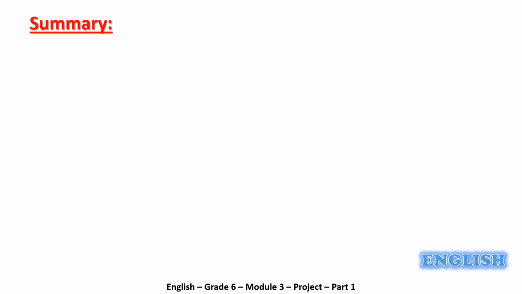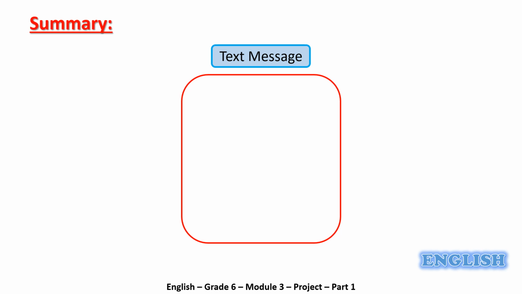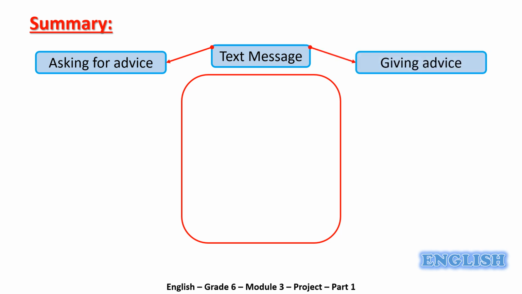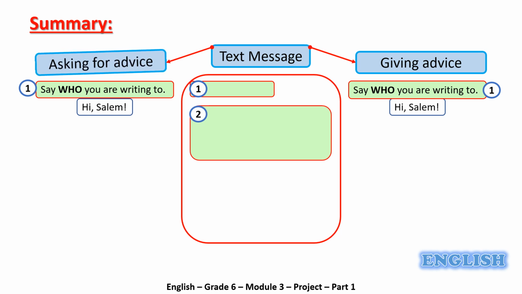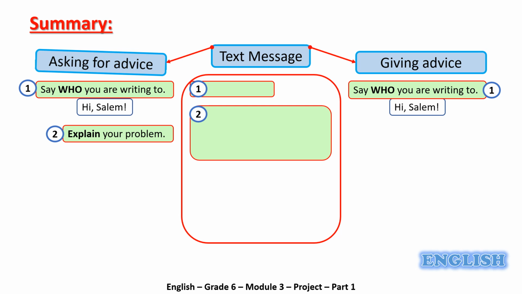Now it's time to sum up what we have learned in this lesson. This lesson is about writing text messages. In fact, we have mentioned two types. One which aims at asking for advice, and the other one that aims at giving advice. You can follow 3 steps in writing these types of text messages. Step 1, which is the same for both of them, is to say who you're writing to. For example, hi Salim. Step 2, in case of asking for advice, is to explain your problem.